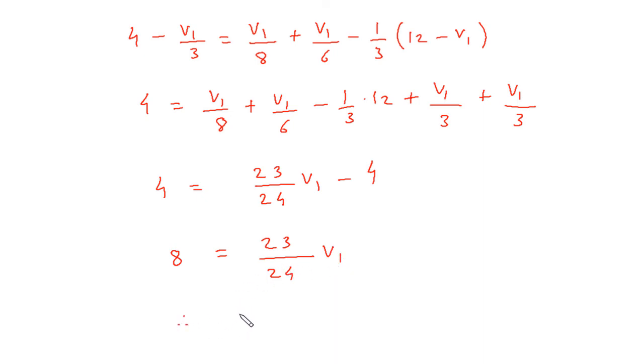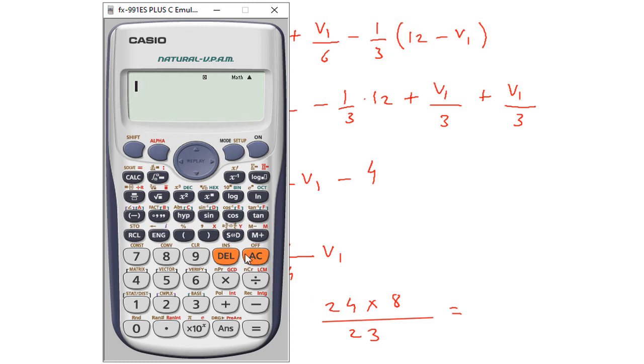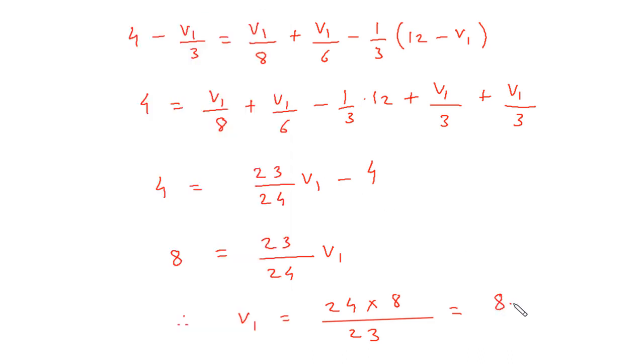So therefore V1 is equal to 24 into 8 by 23, which is 8.347 volt.